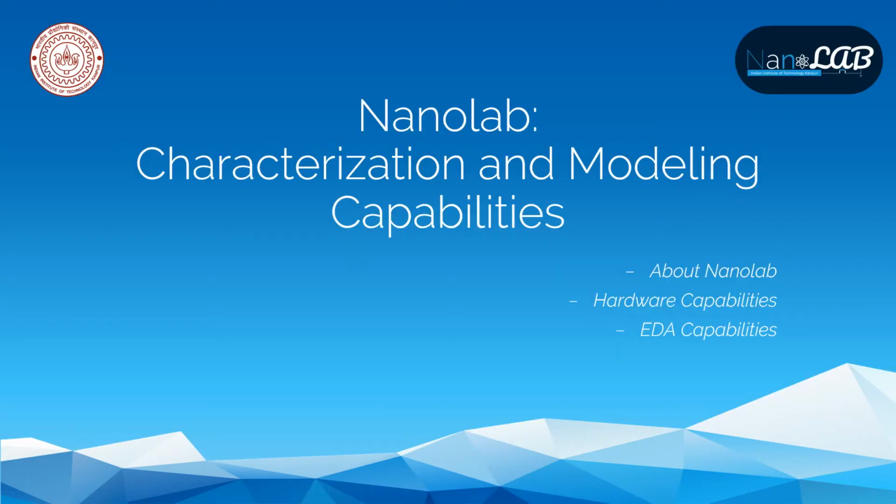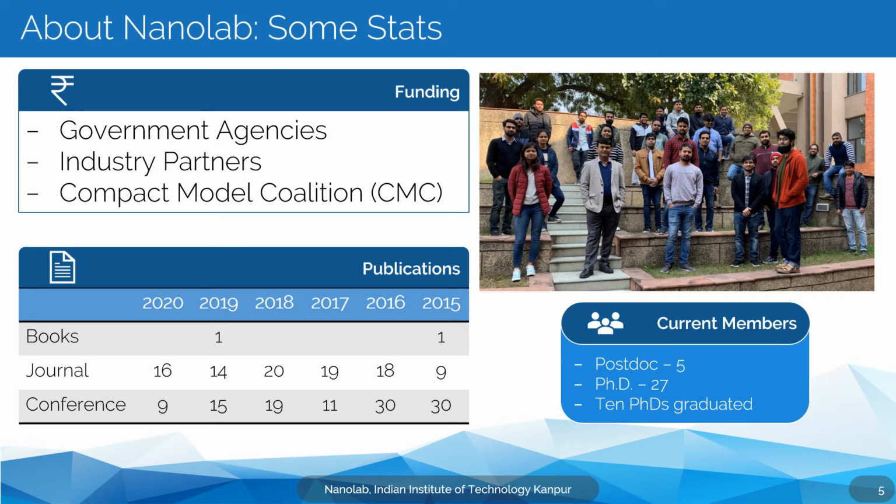I'll start with a brief introduction about Nanolab and all the characterization and modeling capabilities we have. So these are some stats about our lab. We have been publishing a lot of books, journals, conference papers, and at present we have around 5 postdocs, around 27 PhD students, and 10 PhDs have already graduated. Our source of funding usually comes through government agencies, industry partners, and the Compact Model Coalition.